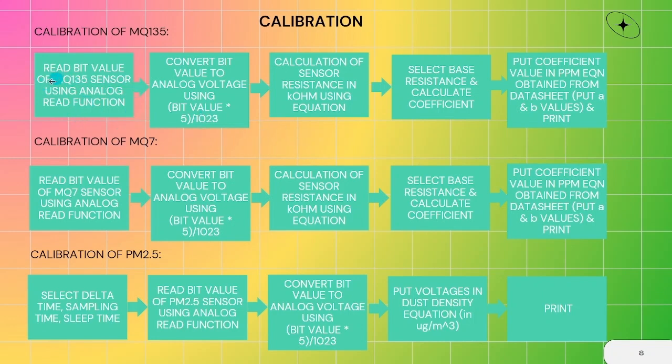First we read the bit values of the MQ135 sensor using the analogRead function. Then we calculate the analog voltage using this bit value multiplied by 5 divided by 1023. Then we calculate the sensor resistance, then calculate the coefficient by selecting a base resistance, and ultimately put those coefficient values in the ppm equation, which we get from the datasheet of the individual sensor manufacturers. This same step is followed for the individual sensors.